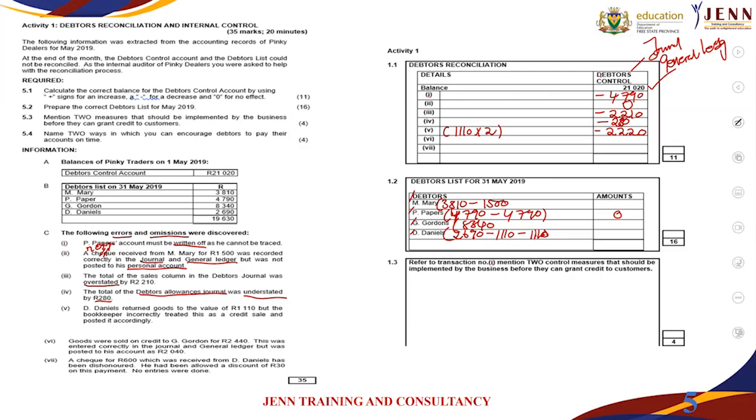When you read the information, it says the bookkeeper incorrectly treated this as a credit sale. Now remember, the bookkeeper is responsible to do what? To do both the debtors control as well as the debtors list. So that means the mistake was done on both accounts. Hence we are correcting the mistake on both accounts. I believe, Suhunelo, you are covered.